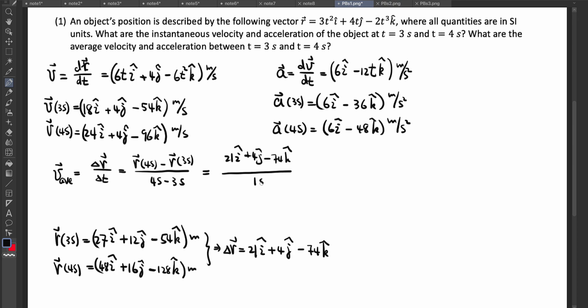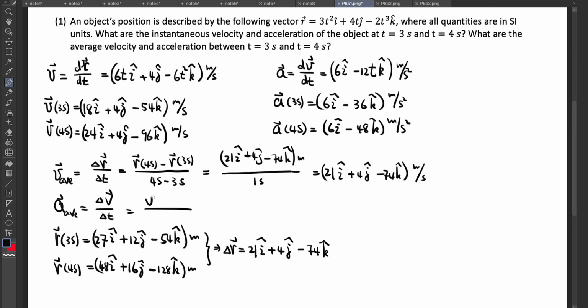Divided by 1 second, and that's in meters. So we get, in the end, 21 i hat plus 4 j hat minus 74 k hat meters per second as the average velocity. Now, average acceleration will be easier now because I need to do delta v over delta t, and that's v at 4 seconds minus v at 3 seconds, and then divided by 1 second.